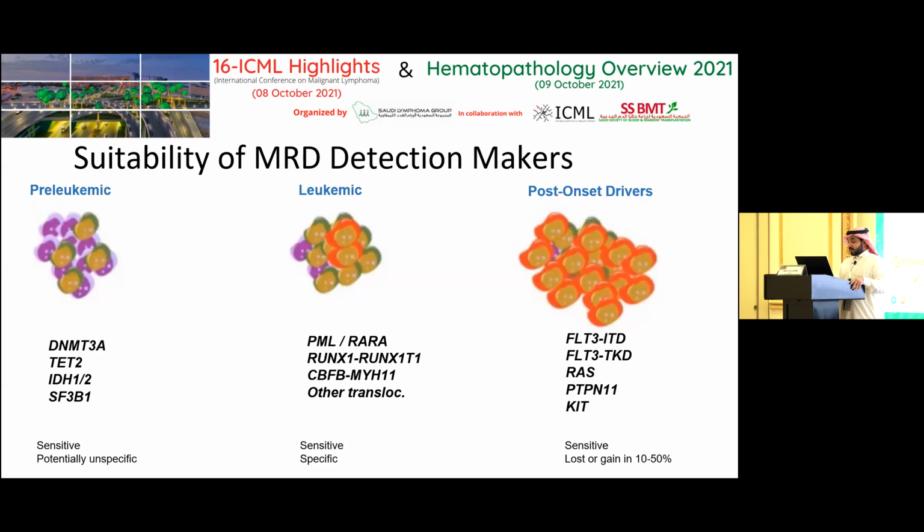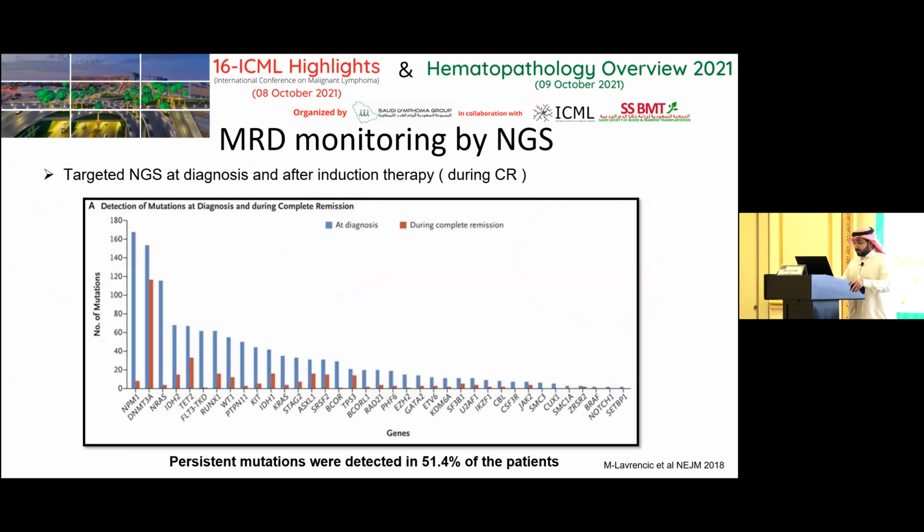Also, post-onset driver mutations like FLT3-ITD, RAS, PTPN11, and KIT might change after the therapy, so they are also not suitable for tracking MRD. In this study, you can see the DTA mutations, which were detected by NGS in about 50% of patients at diagnosis and after induction therapy. So they are not suitable for tracking of MRD.